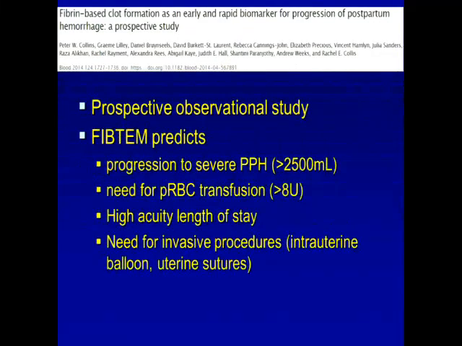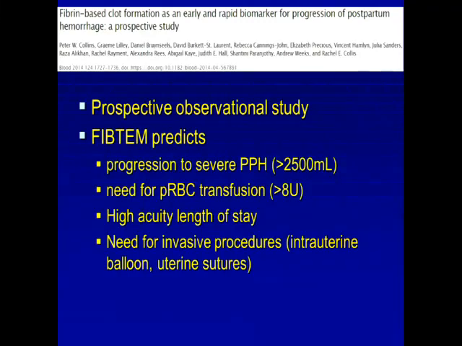This was a study in Blood in 2014, again verifying the predictive value of FIBTEM in postpartum hemorrhage. So they were able to correlate this with progression to severe postpartum hemorrhage, red cell transfusion requirements. It says here 8 units, but also greater than 4 units and greater than 8 units were associated with abnormal FIBTEM values, and stay in a critical care area.